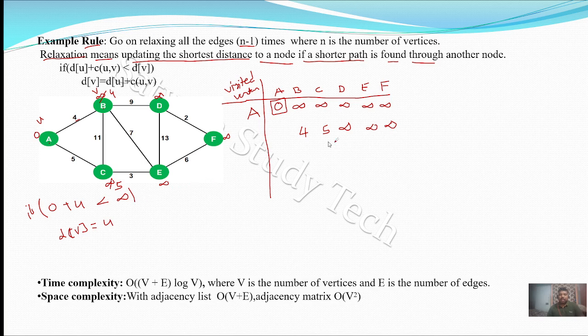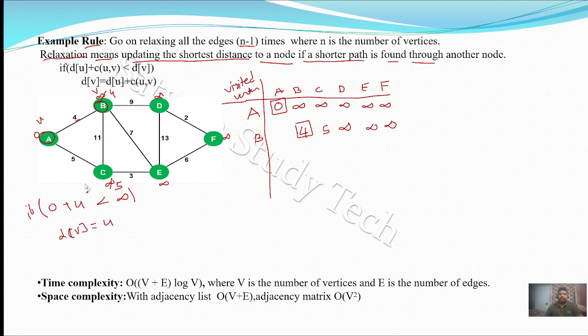Now we can check which is the minimum vertex here. Here 4 is the minimum vertex. So that's why I visit B, after first visiting A. Now I visit vertex B, and you note down B in the visited vertices. Now we can see the distance from B to D, B to C, and B to E. There is an edge from B to D, B to E, and B to C.